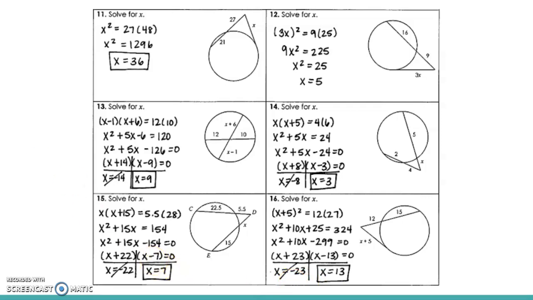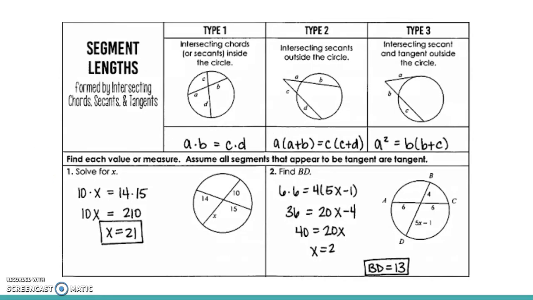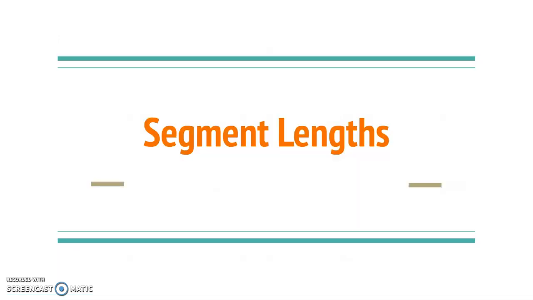So when we're looking at those segment lengths in a circle, we really need to make sure that we remember our different relationships with those sides. And if we do that, we'll be able to find any segment length within a circle.